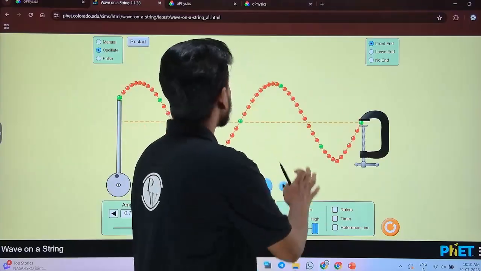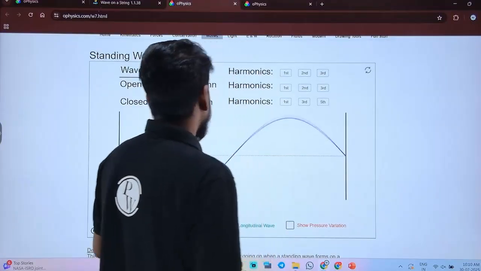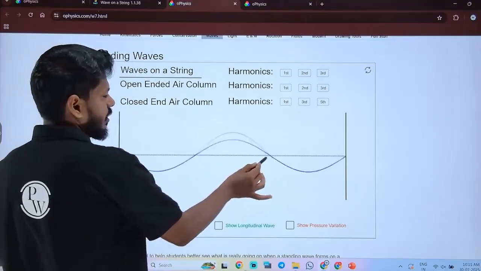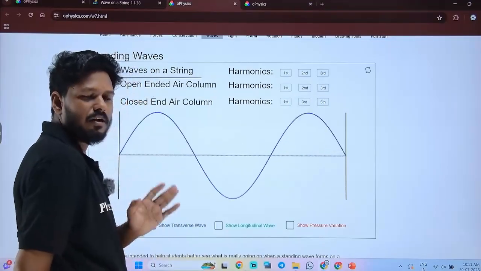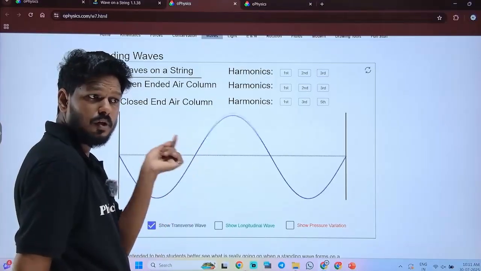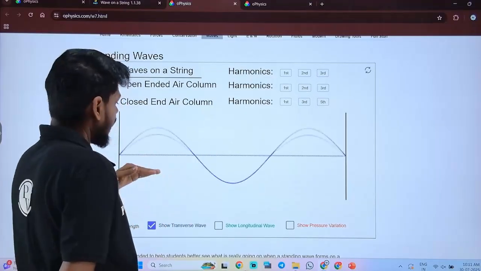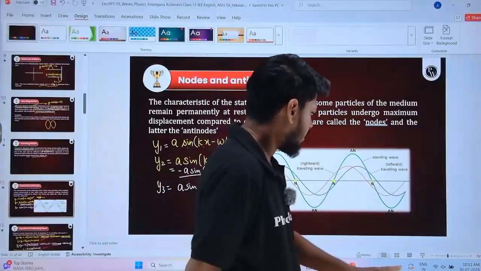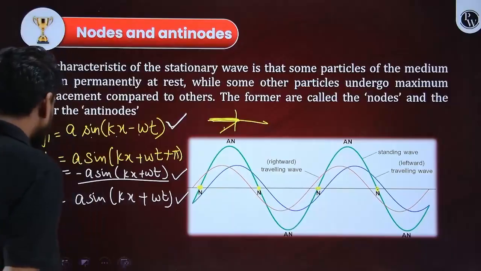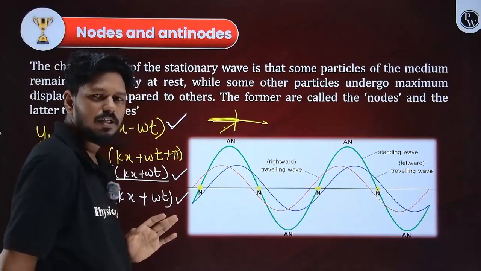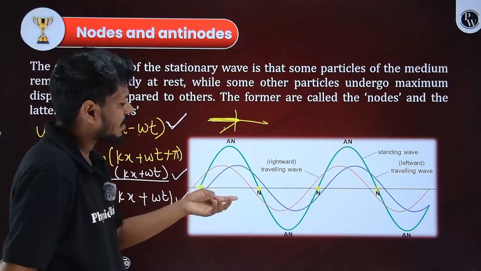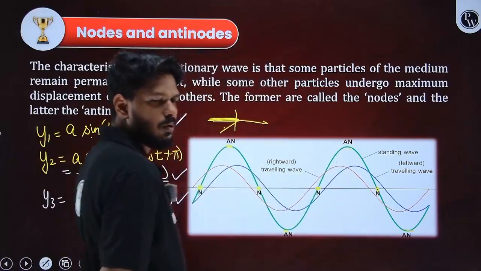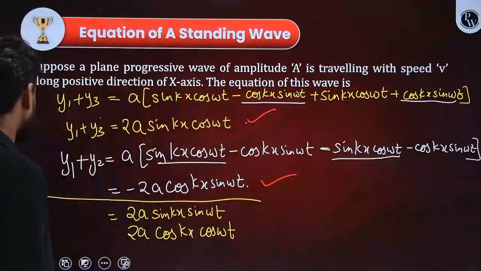If you see this particular point, let me show you in some other way. This one is better. If you see this point, this point, this point and this point, these four points are not at all moving, they are at rest. So this is called a node. And if you see the wave, it is going up and down, up and down about this position. So the place where we have zero displacement is called a node, and the place where we have maximum displacement is called what? Antinode. So node and antinode.